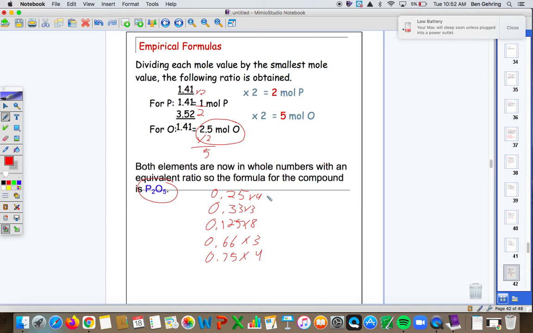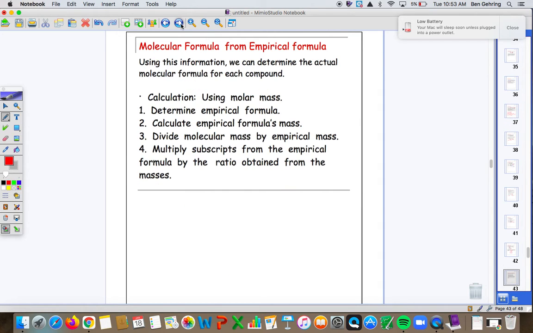So these are some decimals you want to look for. You're not going to round these. You're going to multiply these guys, okay? And multiply both of them by the same number. So 0.25, you're going to multiply both of them by 4. 0.33, multiply both by 3, or everything times 3. Everything times 8, times 3, and times 4. But everything has to be done the same for both particles in the substance.